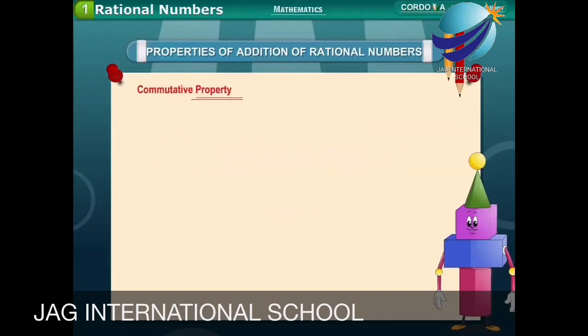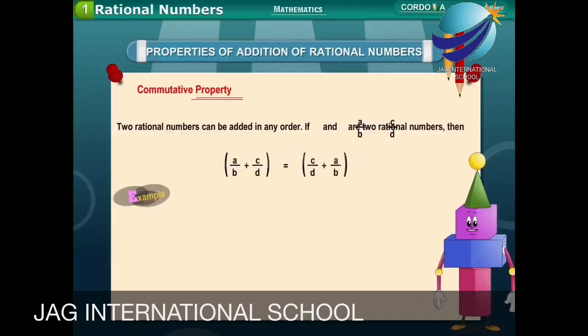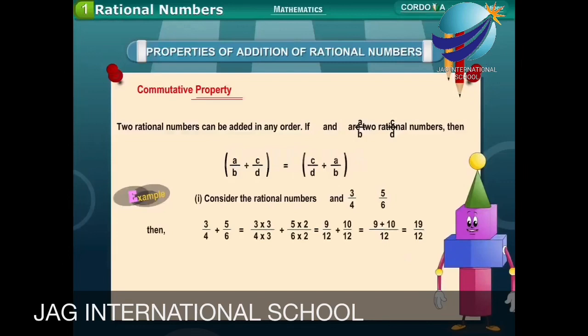Commutative property. Two rational numbers can be added in any order. If a/b and c/d are two rational numbers, then a/b + c/d = c/d + a/b. Example: Consider the rational numbers 3/4 and 5/6.